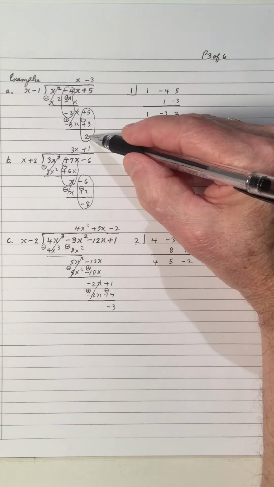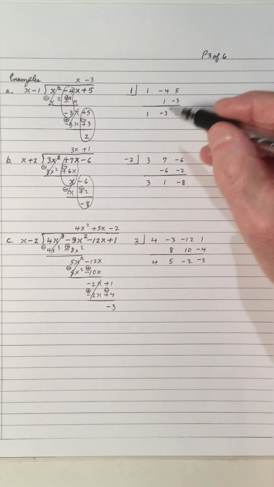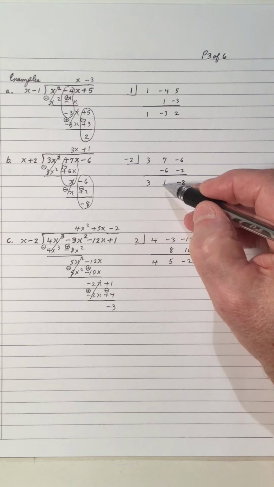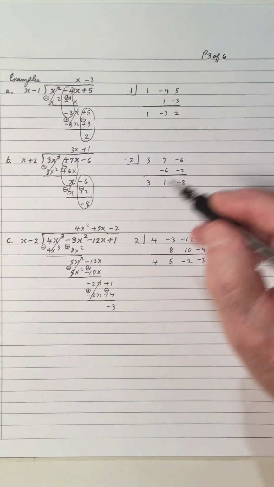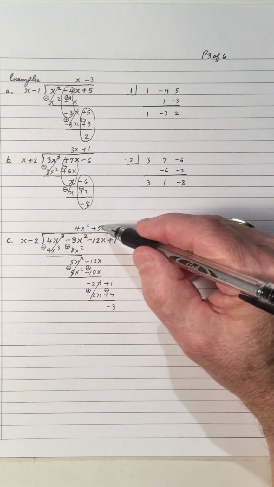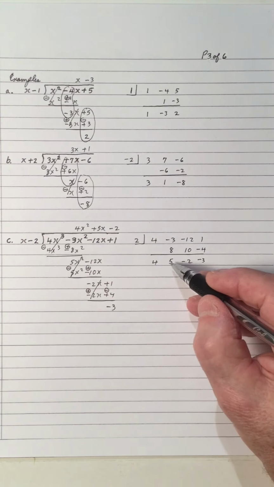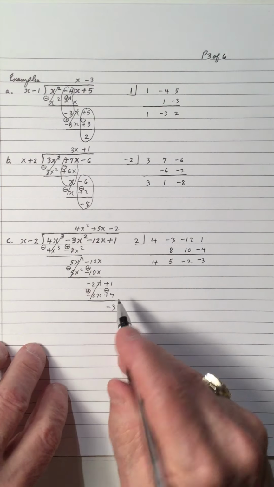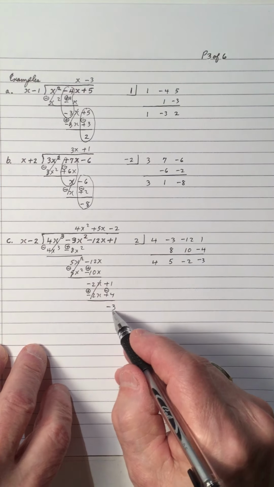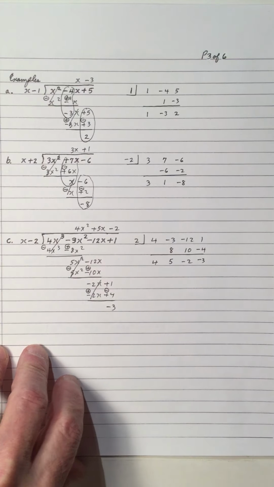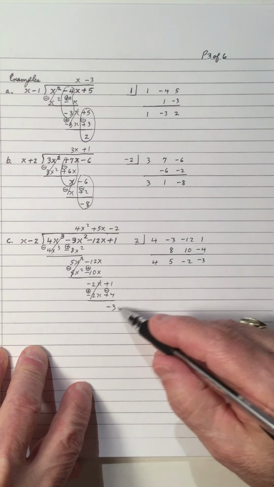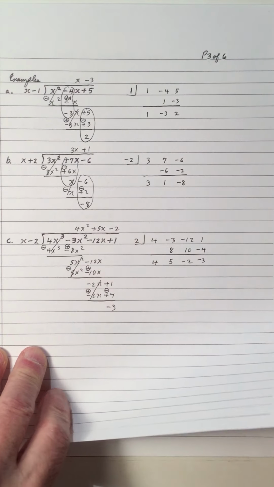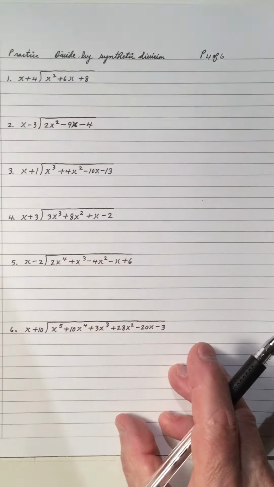So notice now that's a 1x minus 3, so that's a 1 and a minus 3, remainder of 2. Notice here we got a 3x plus 1, so this is a 3 and a 1, remainder of negative 8. Notice here we have a 4, 5, negative 2, remainder of negative 3. When you divide, this is the remainder. This is your quotient. So notice your remainder right here is always right on the end. We'll go over that more later.